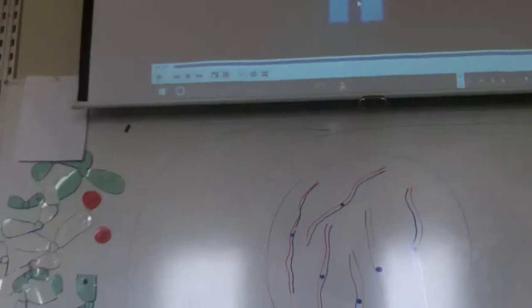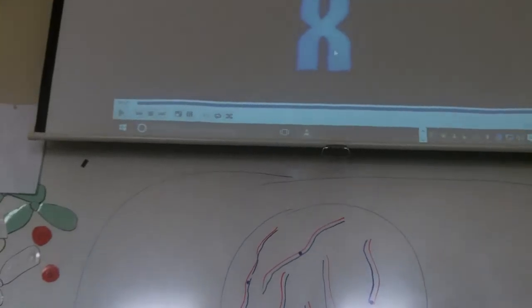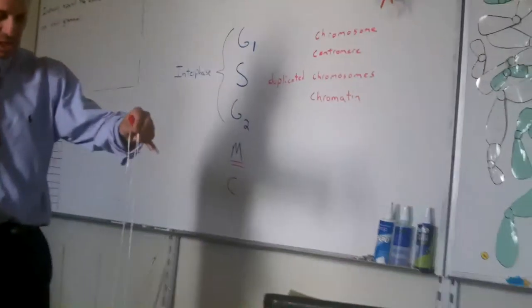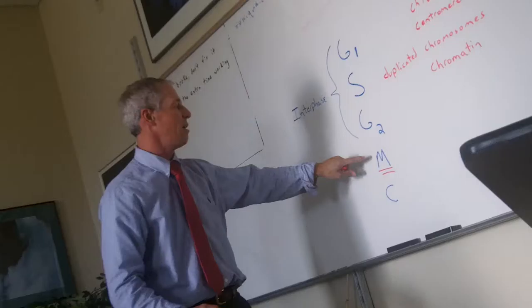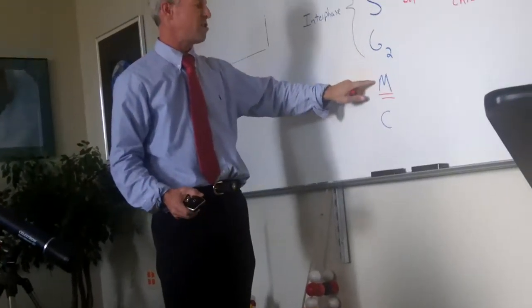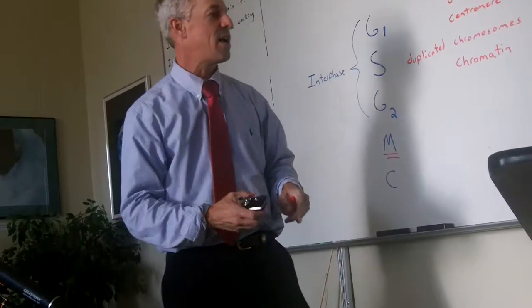And you can actually see this under the microscope. We're going to do that in the lab next week. We're going to look at these onion cells under the microscope, and you'll be able to see the chromosomes. They're all coiled up after M phase. That's when they coil up.